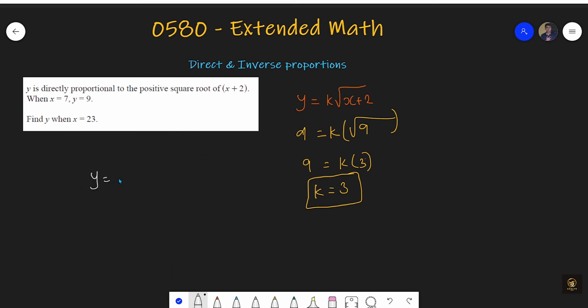y equals k, which is 3, we found it in the previous step, into root of x plus 2, which is going to be 23 plus 2, it's 25. We know that the positive square root of 25 is going to be 5, so 3 into 5 will give the answer as 15. So y equals 15.